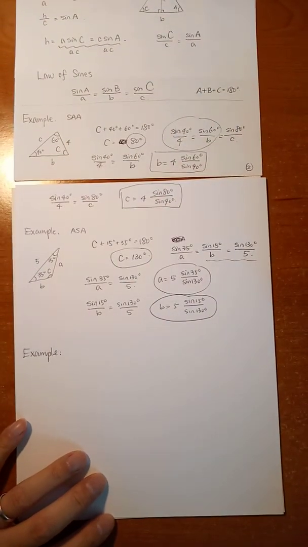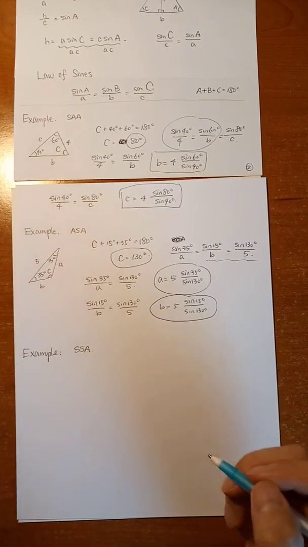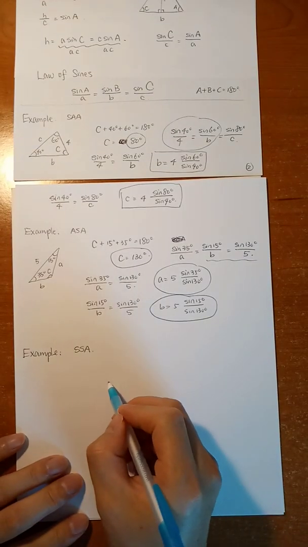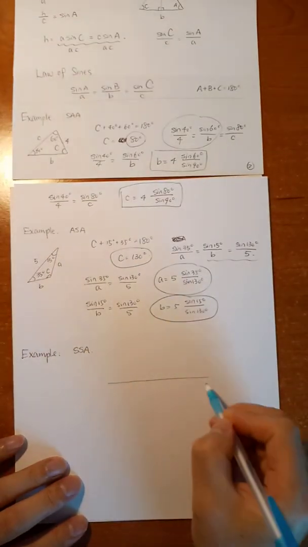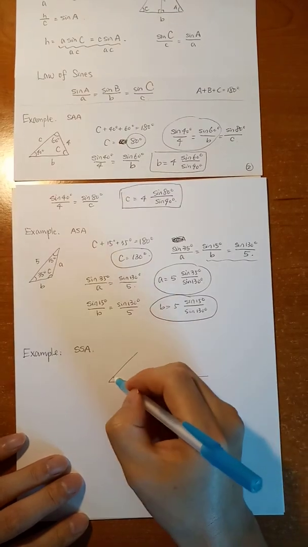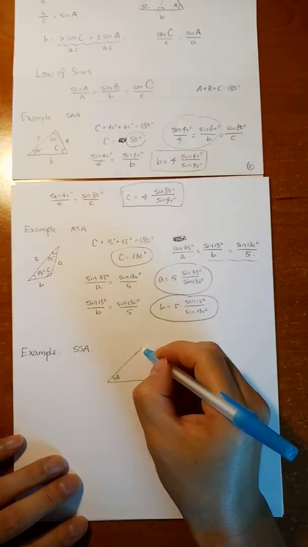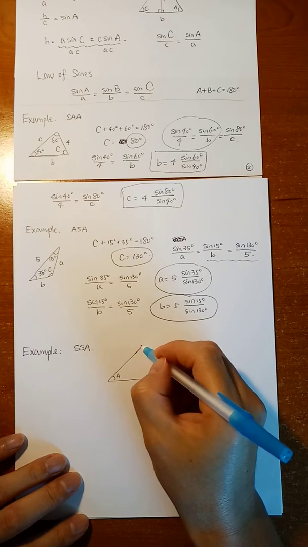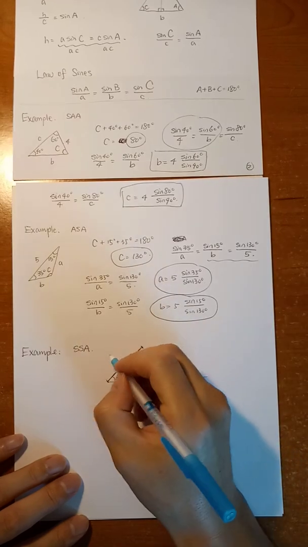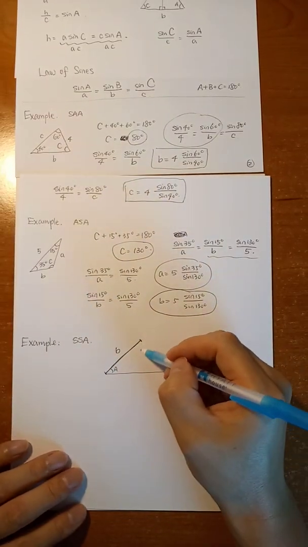Okay, so let's talk about SSA. SSA. So first, let's draw one angle, A. We place one side horizontal, then we draw the angle A. Then on the terminal side, you select a segment, you call it B. And then you see here your A.